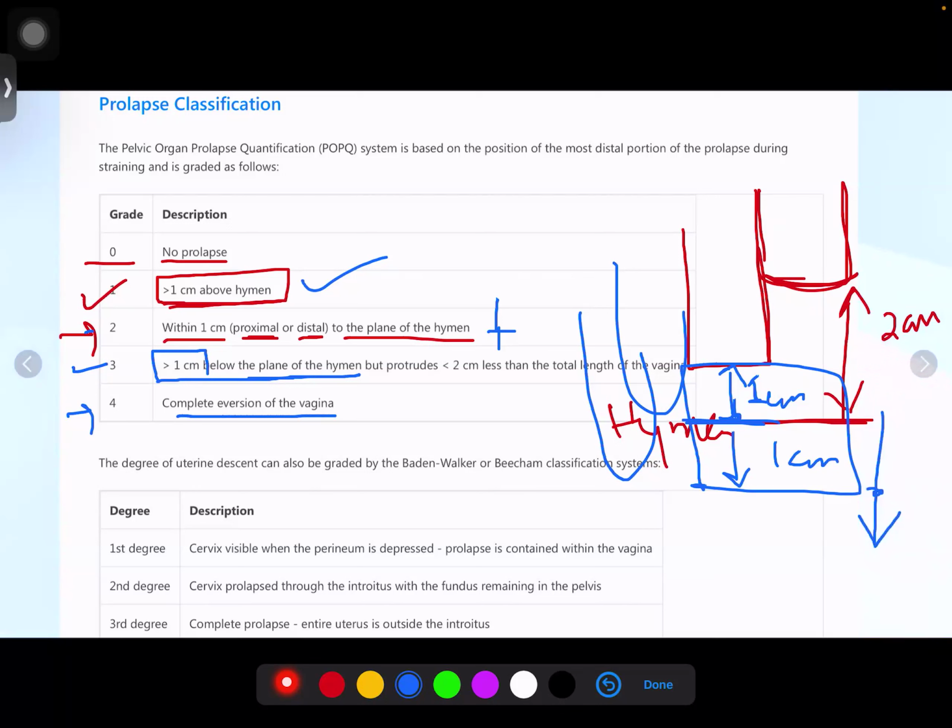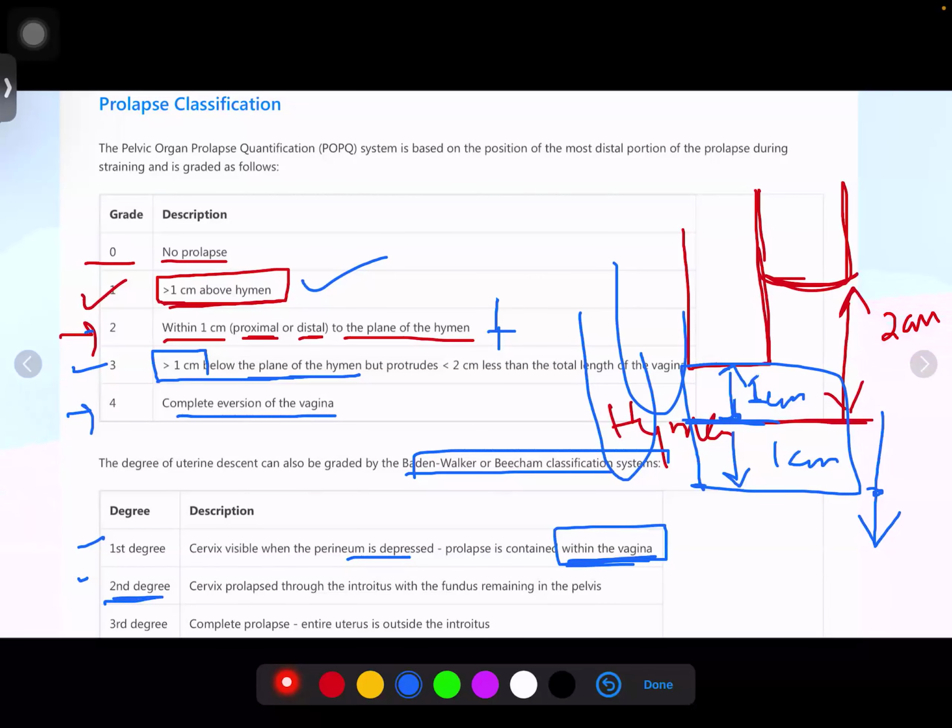Degree we classify according to the Baden-Walker or Beecham classification system, and there are the first degree, second degree, and third degree. Cervix is visible when the perineum is depressed, prolapse is contained within the vagina. Second degree, it prolapses through the introitus, means the prolapse is outside the introitus. And third degree is actually complete prolapse.